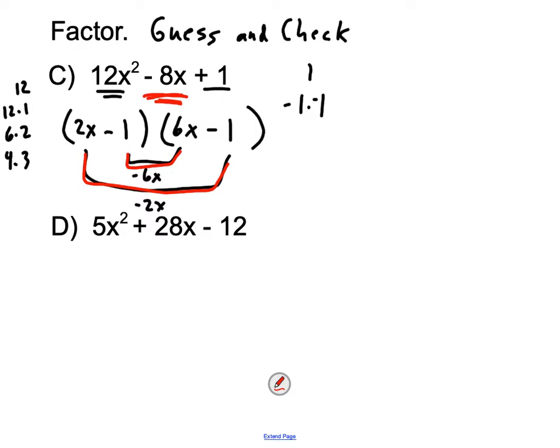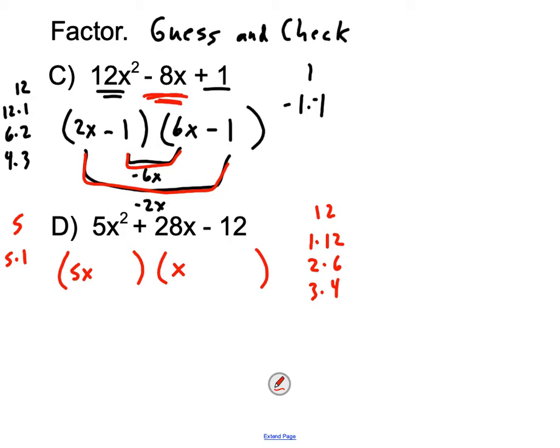So my next one here, what multiplies to give me a 5x squared? Well, to get 5, you only have one choice. You just have 5 and 1. So this has to be a 5x and a 1x, or just an x. How do I get 12? Well, 12 and 1, 2 and 6, or 3 and 4. All right, so let's try one of those.